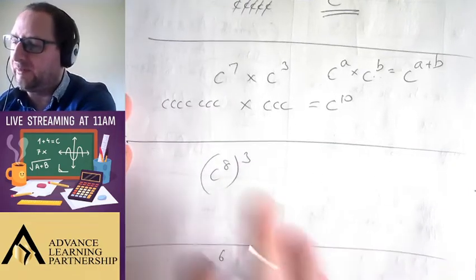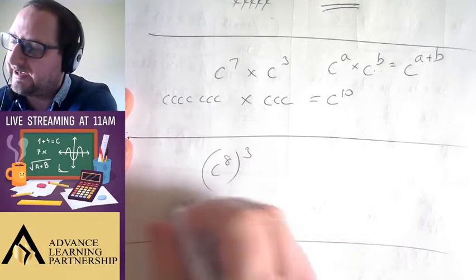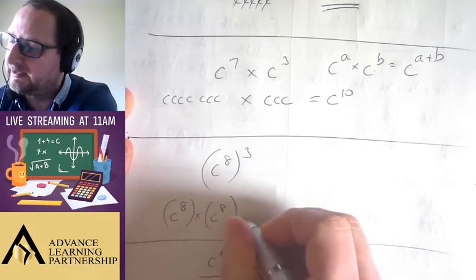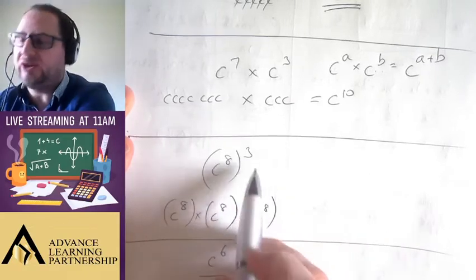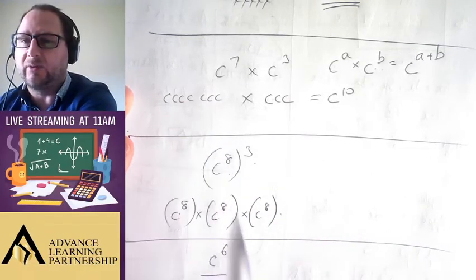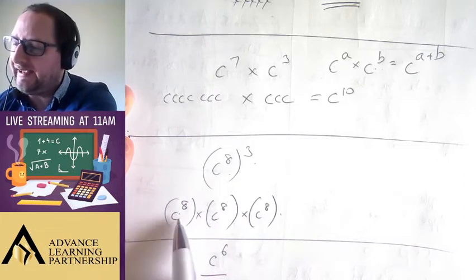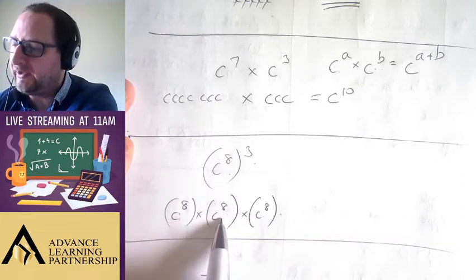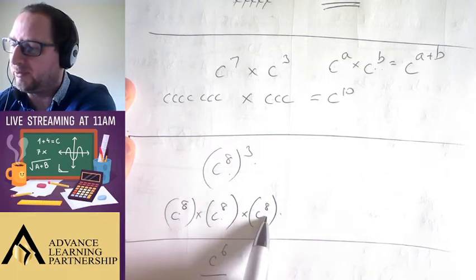And then we come to this question here, which actually uses the third law of indices, but again I just want to show you what's actually happening here. If we are cubing something, then we have 3 instances of it, and they're all multiplying together. That's exactly what a cube means. So I've got 8 C's multiplying here, with another 8 C's multiplying here, with another 8 C's multiplying here.